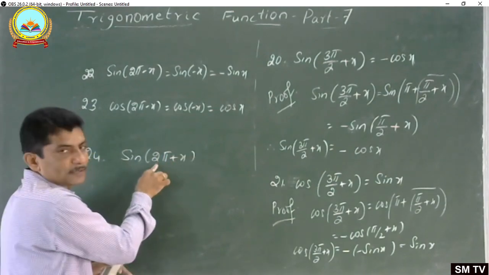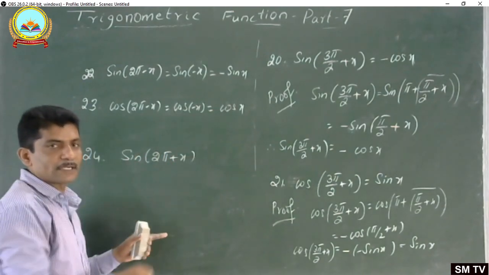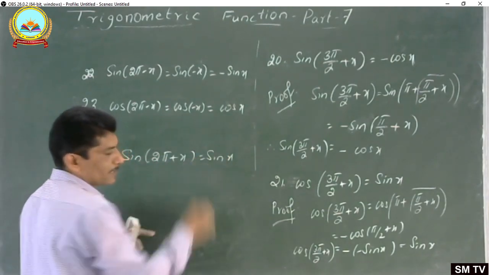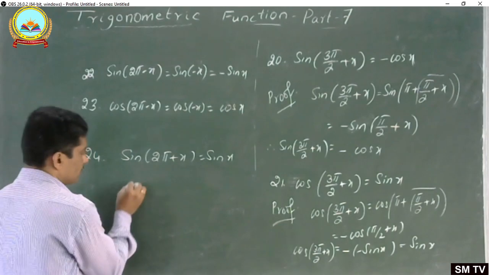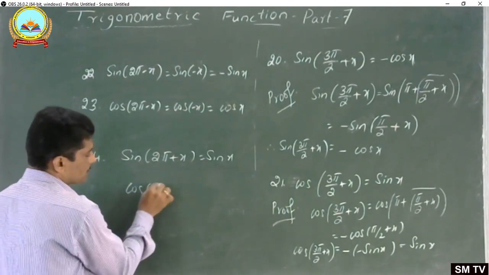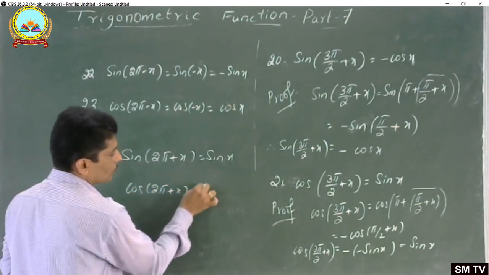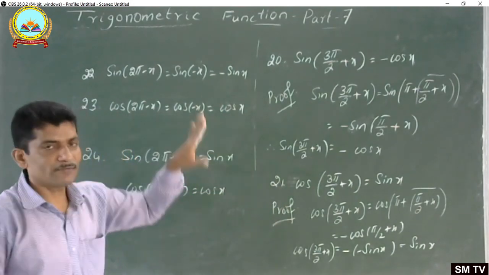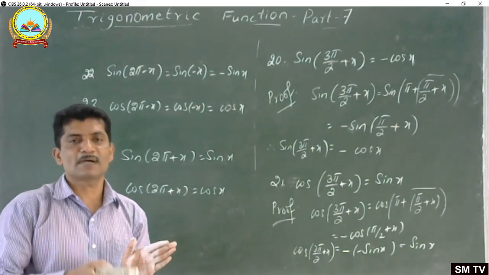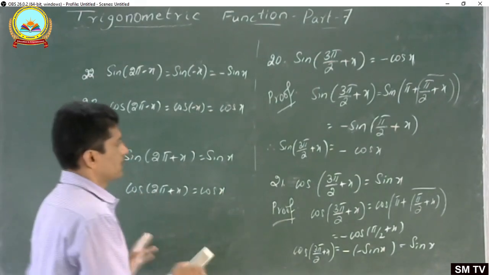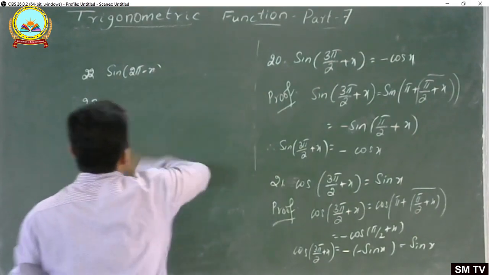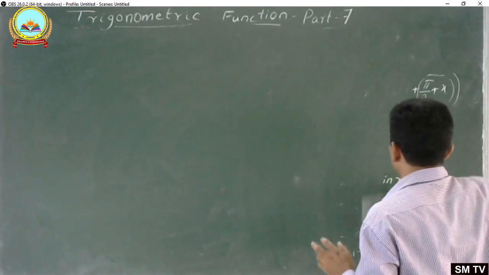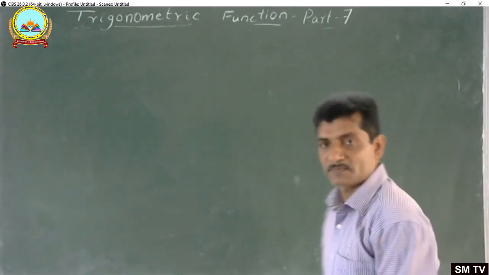This one is the periodic function. After one complete revolution, you come back to the same position x. This value is exactly equal to sin x, and cos of 2 pi plus x is always equal to cos x. After one revolution, these are the very important results in sum and difference. These 24 results, I divide into two parts. One is the compound angles, another one is the allied angles.